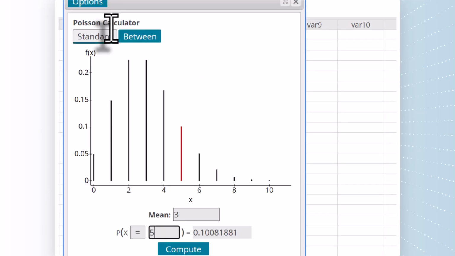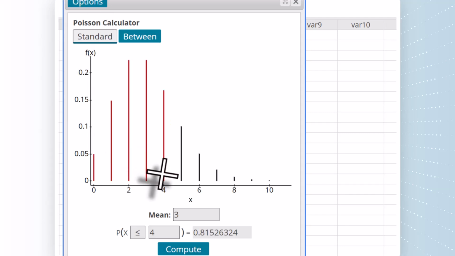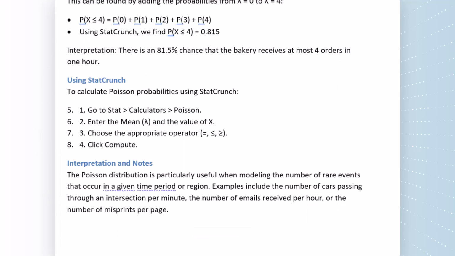There you go. All you need, guys, is just change the sign to less than or equal to, and just put 4. And look, StatCrunch not only gives you the answer, but you also see a visual of the answer. This is 4, 3, 2, 1, 0. All of them added up, and the answer is 0.8153. Interpretation: there is an 81.5% chance that the bakery receives at most 4 orders in 1 hour.